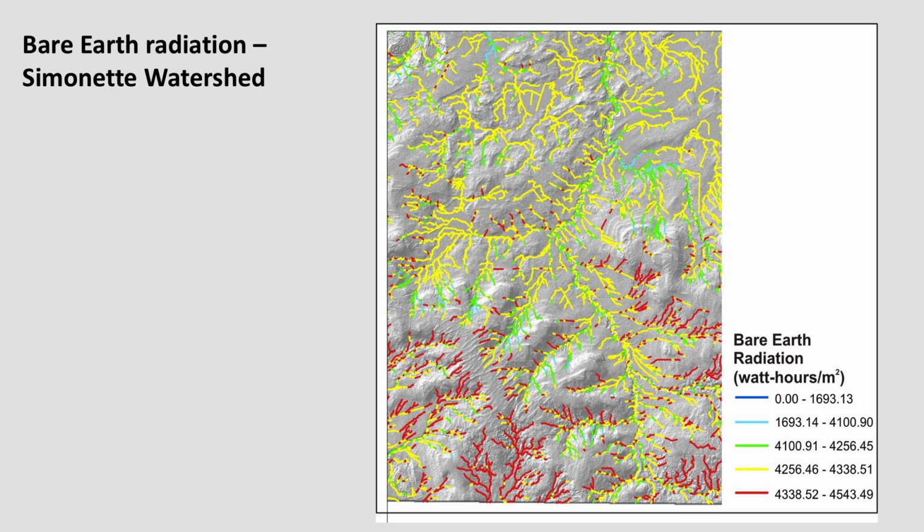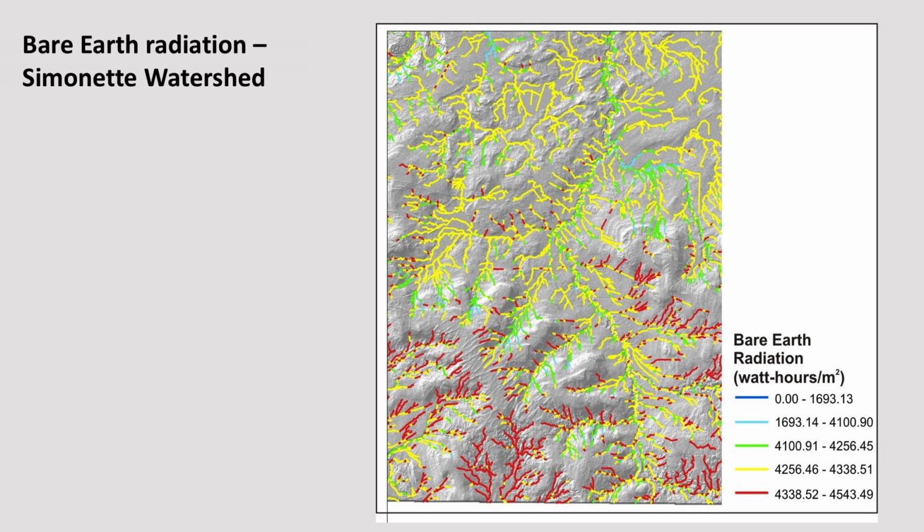So this is an example of what we refer to as bare earth radiation. This is in the Simonette. So imagine taking all the vegetation off the surface and then making the sunshine on it at some part of the day or some part of the month. And you end up with bare earth radiation in terms of watt hours per square meter.